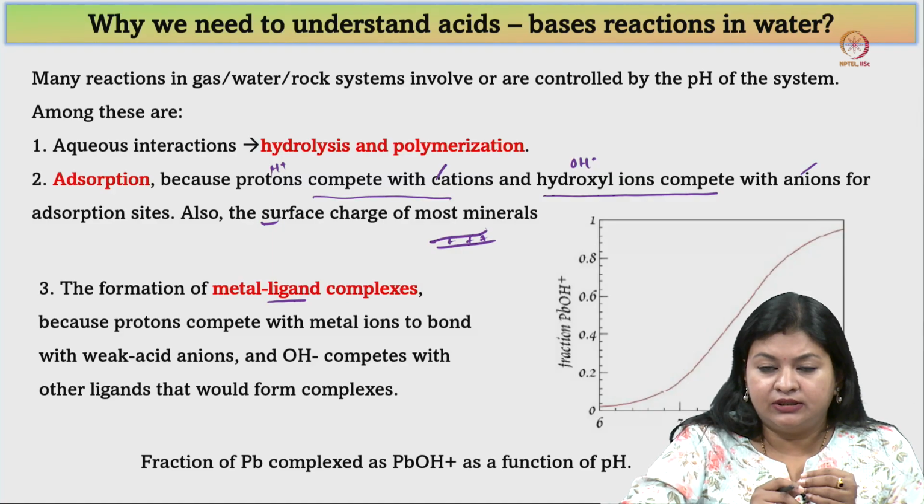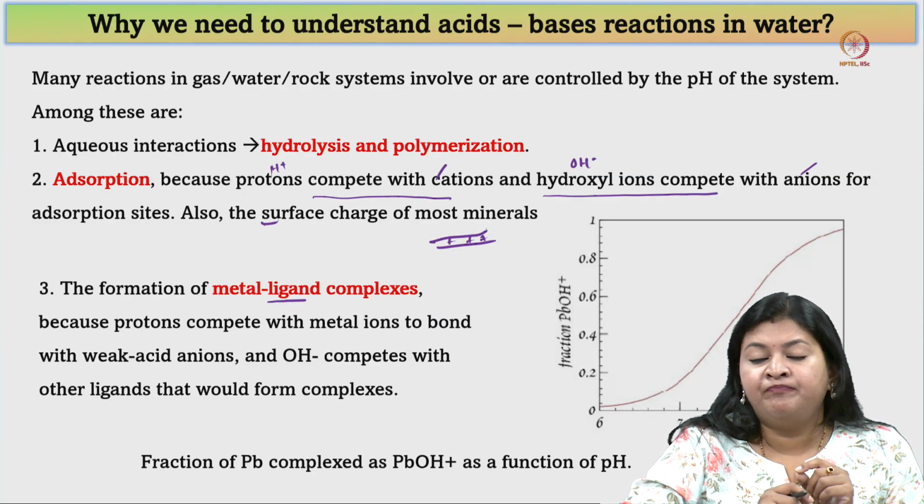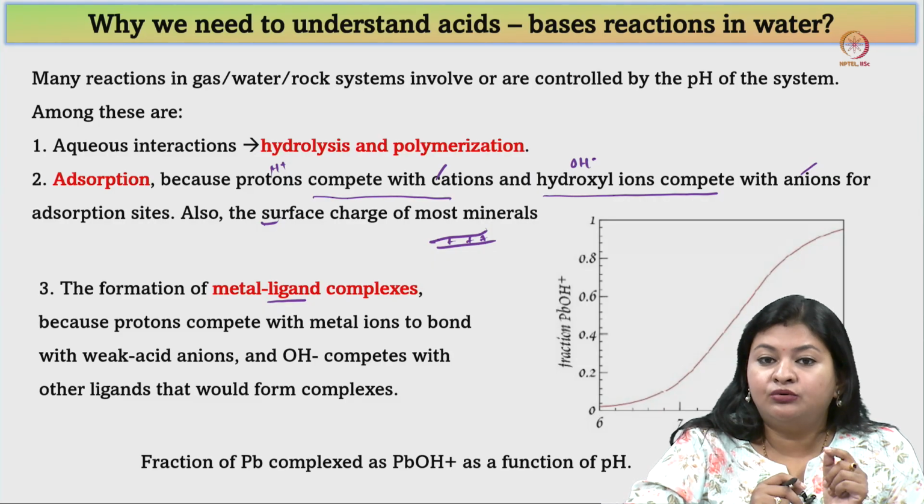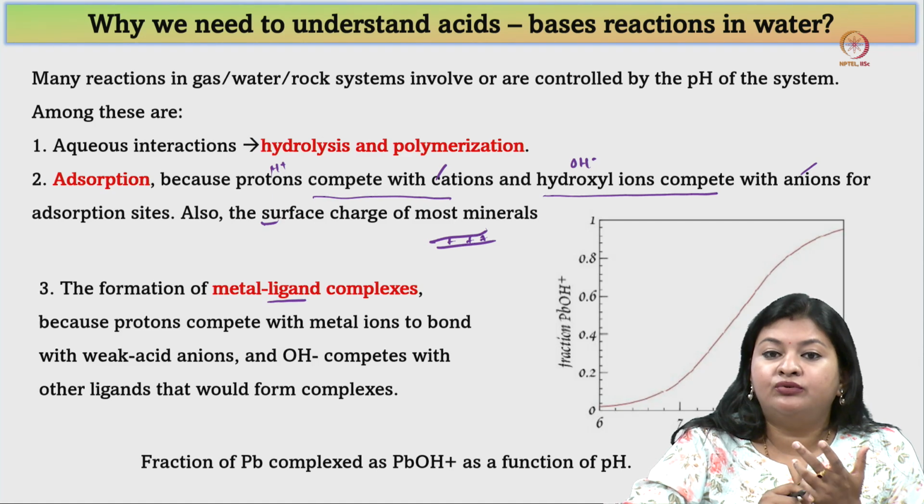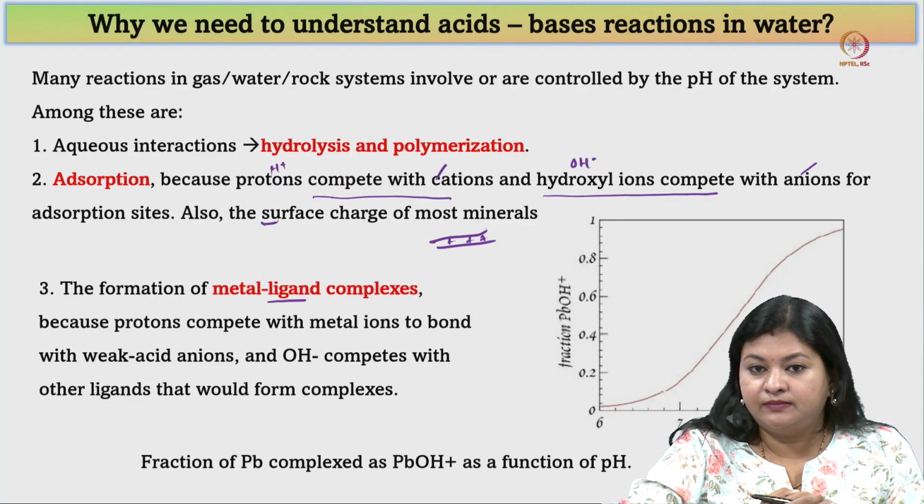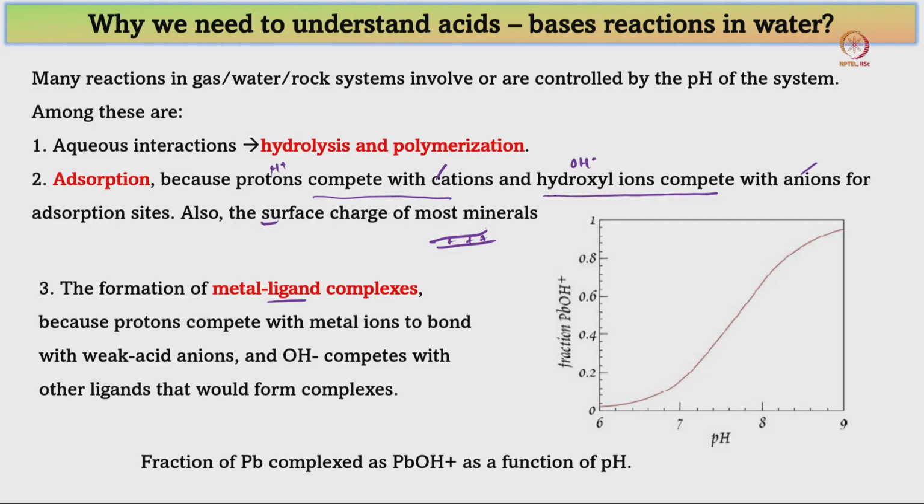Among the inorganic ligands, OH minus is the most commonly found ligand, in one of the highest concentrations. Therefore, for those metals whose PbOH is more soluble, their occurrence or solubility increases, right. For example, in this figure you see, as the pH decreases, the pH is plotted along the x axis and the y axis has the fraction of PbOH plus.